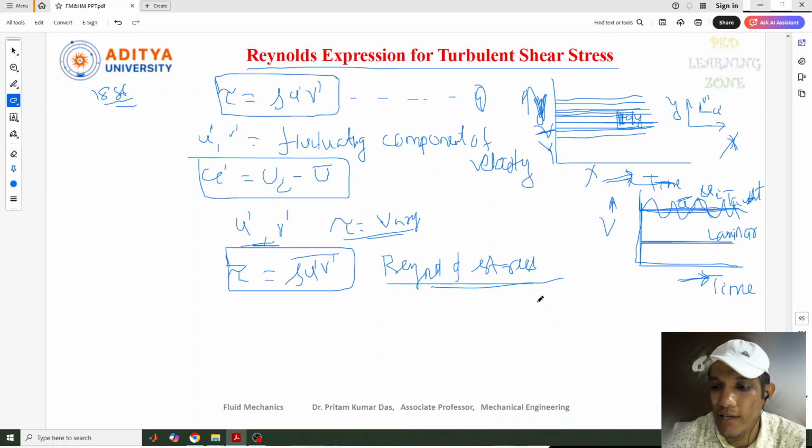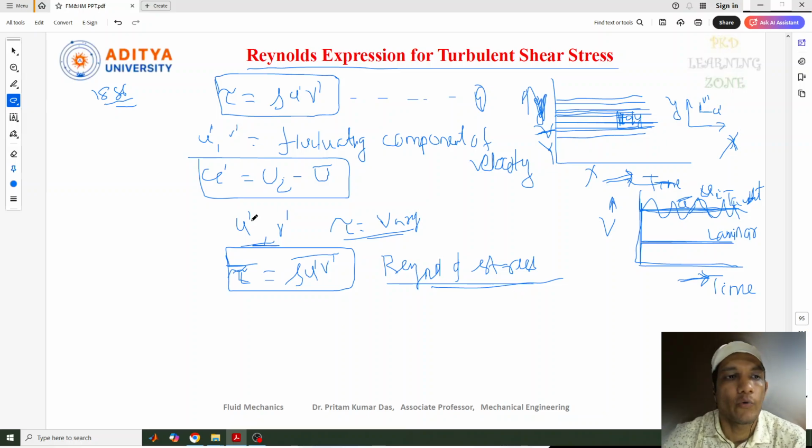Here also, we are not able to identify the exact value of that shear stress, so we are going to consider the average value of that fluctuating velocity. Previously, we had taken only the fluctuating component velocities. Now, Reynolds gave this expression on behalf of u dash and v dash, by just taking an average, a bar, of that. So tau bar equal to rho u dash v dash bar. This is also known as Reynolds stress.